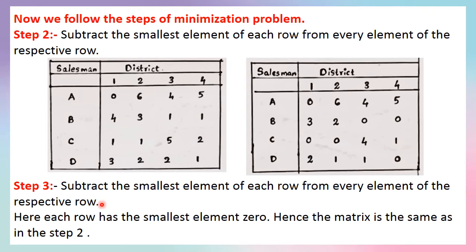Now step 3, we have to do the same procedure by considering the columns. So the smallest element of each column is 0 only here. So there is no change in the matrix after subtracting the smallest element from every element of each column. So the same matrix only we will get.